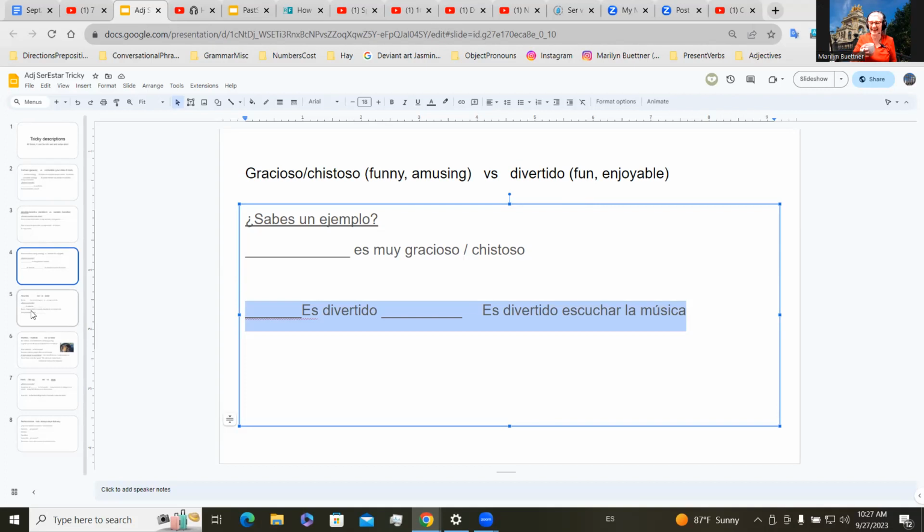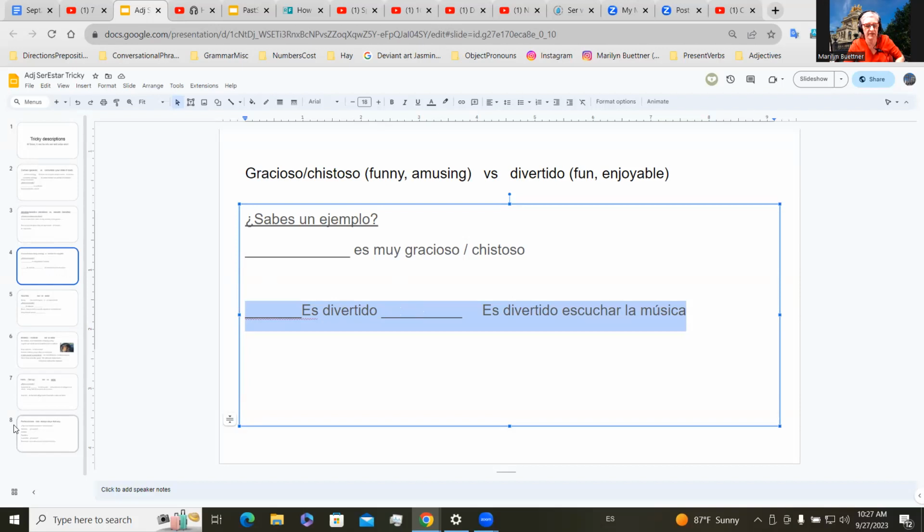Bueno, sí, Diana. Para los niños, es divertido jugar en la nieve. En la nieve. Es divertido jugar en la nieve. It's fun to play in the snow. Eso es, sí, exacto. Muy bien. Bueno, sí, Pat. Es divertido para dibujar a los animales. Sí, muy bien. Bueno, ¿hay otro o siguiente?